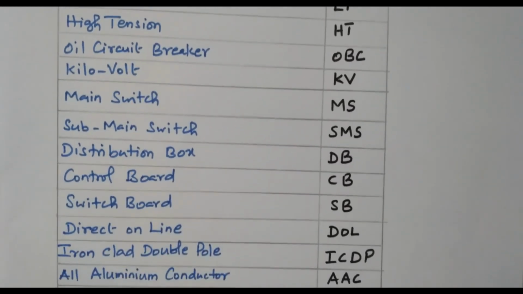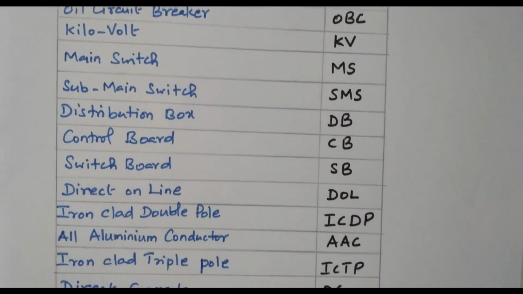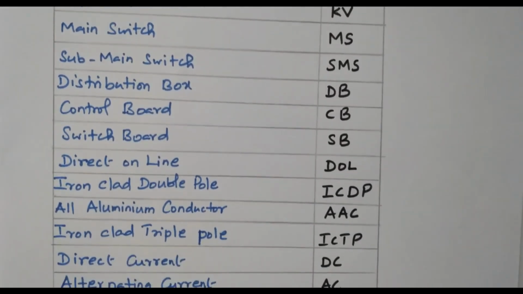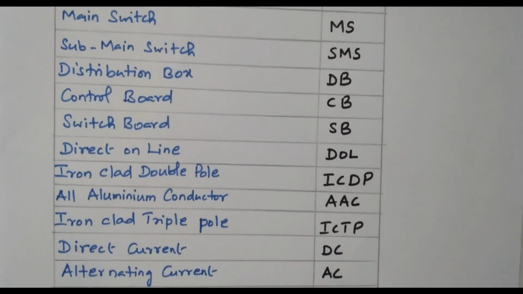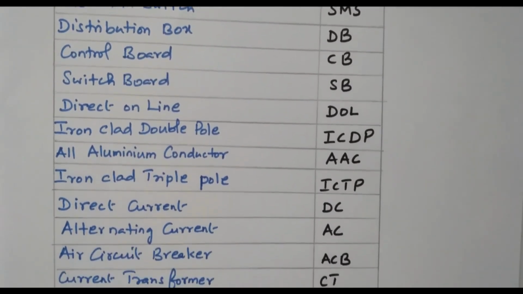Then DOL. DOL means direct on line. It is used in motors. This motor can be directly connected. DOL switch: the motor is connected directly. At that time we are using this term DOL.